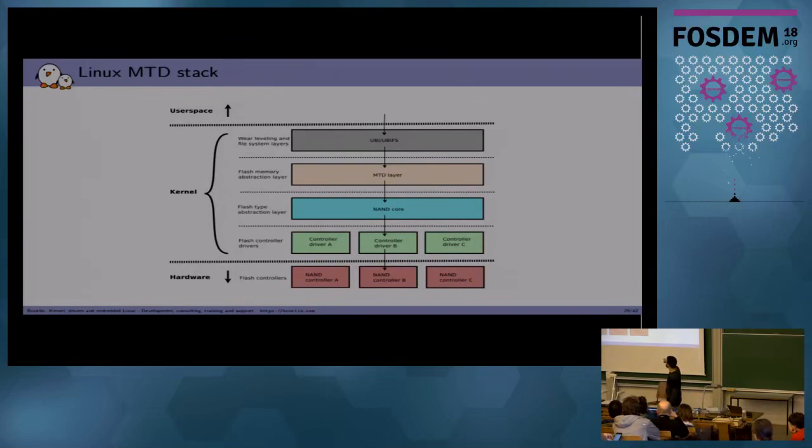Some of you may know the UBI, UBIFS layers. I'm not going to talk about them. It's a bit out of scope. The MTD layer is an abstraction level. From here, you don't know exactly what's inside, if it's NAND or another technology. You'll go through the NAND core, which is the framework where all the logic must be. And the NAND core will send orders to the controller driver that will actually drive the NAND controller.